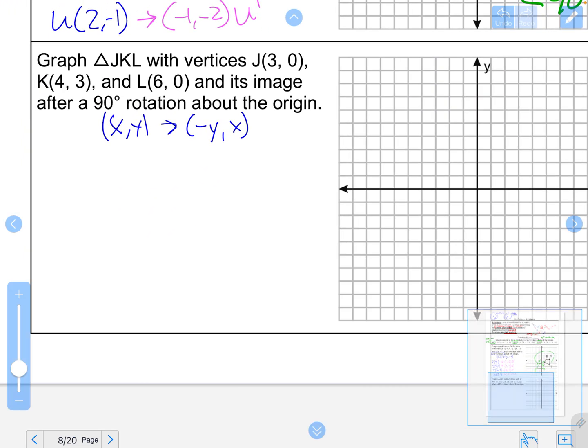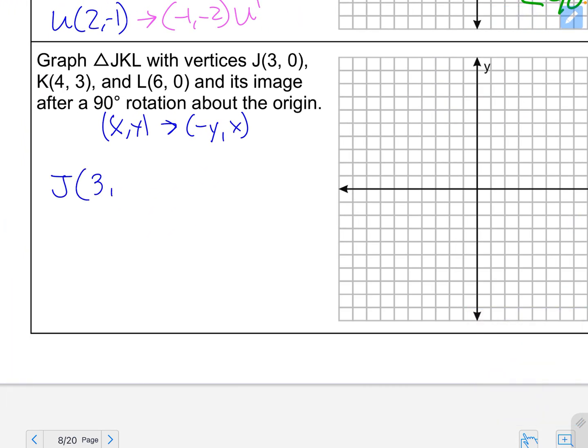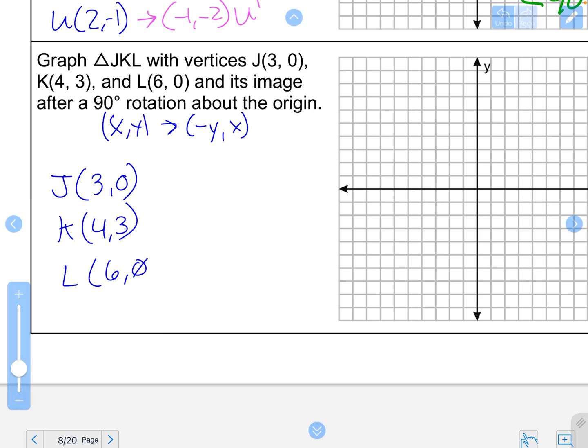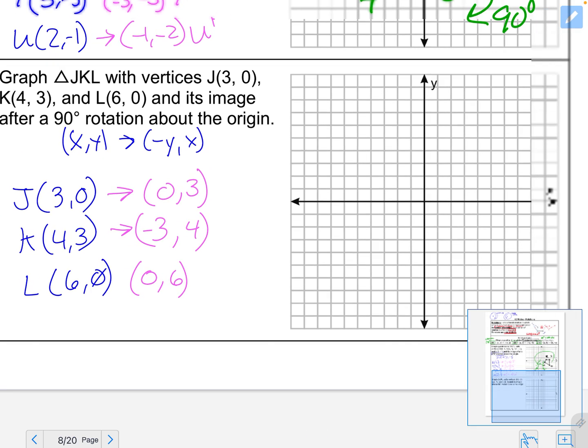So if we've got triangle JKL, J is (3, 0), K is (4, 3), and then L is (6, 0). So when we make those transformations, we're going to flip the x and the y and make the y negative. 0 is unable to be negative, and so we just leave it as 0. So we're going to make the 3 negative, and then again, 0 cannot be negative.